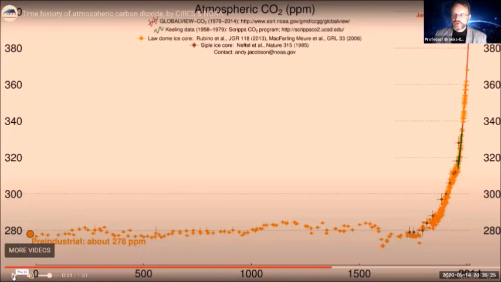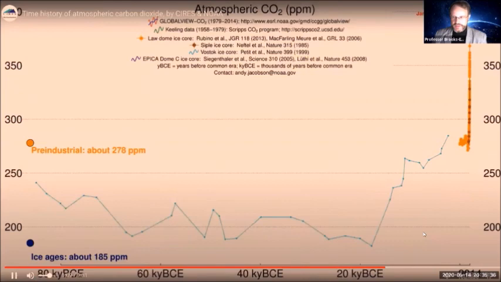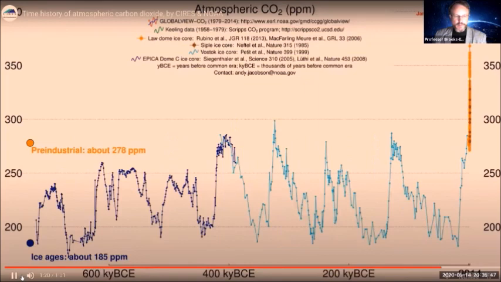Okay, now we're gonna go back a few hundred thousand years. Now this is 150,000 years, 300,000 years. Yeah, so now we're going back really far. One of the things you'll notice here, we're going back to the Ice Age. An Ice Age is about 185 ppm. So look at this, we go back 800,000 years.